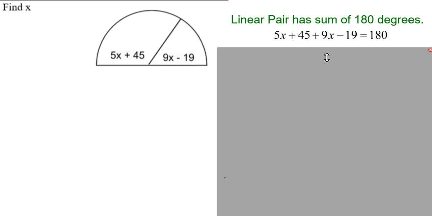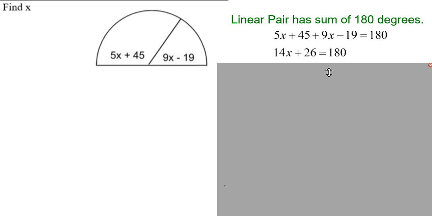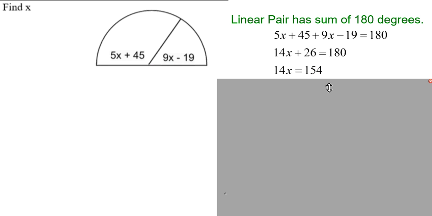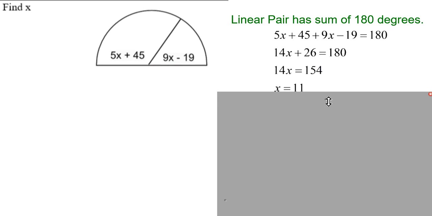So we have some combining of like terms to do here on the left-hand side. We have some variables and some constants to combine. Now we can start working on solving by undoing the order of operations. So instead of adding 26, we could subtract 26 from each side. Now we have to undo the multiplication with division, so dividing by 14 on each side. And we see that x equals 11.